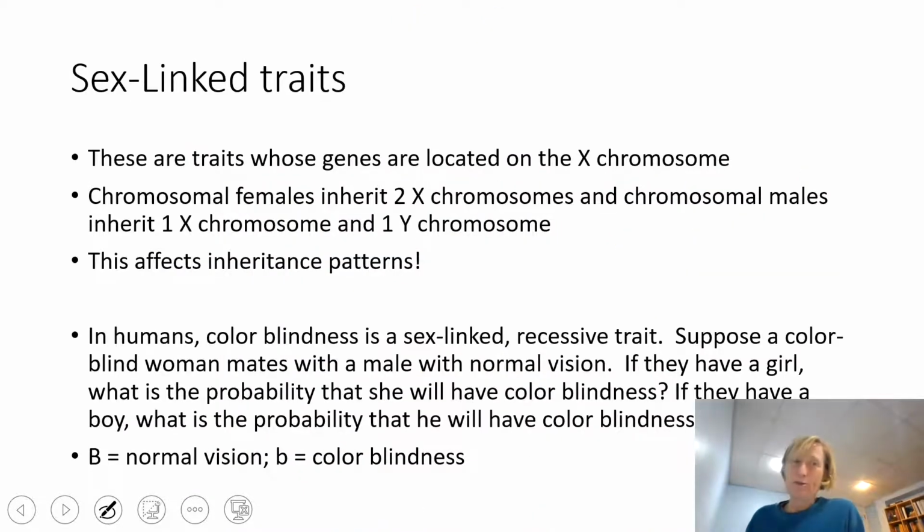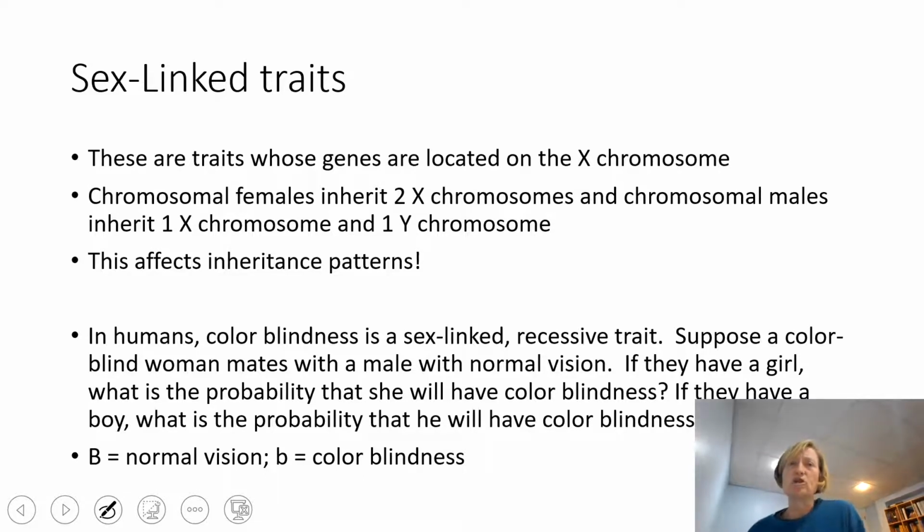We'll move on to sex-linked traits. Now, sometimes traits are inherited on autosomes, and sometimes they're inherited because of genes on sex chromosomes. Autosomes are all the chromosomes you have that are not the sex chromosomes. And for peas, that purple flowering trait was inherited on an autosome. The flower color was inherited on an autosome. But sometimes traits have their genes located on the X chromosome. These would be called sex-linked traits.